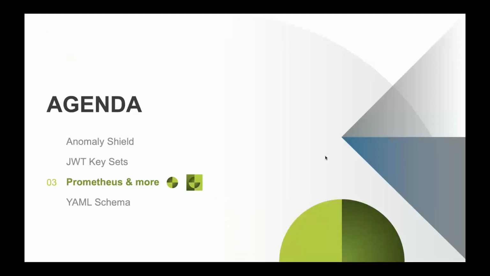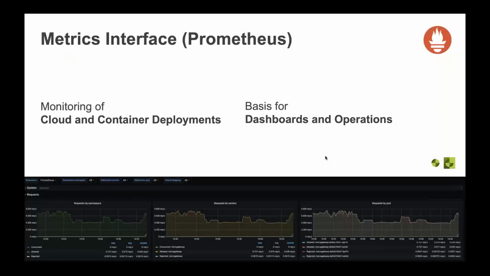Okay, so let's go on. Prometheus Metrics. That's actually very interesting. It's a feature that we first published on the Microgateway because it's very important to be able to monitor container deployments. And for instance, you can use it to develop dashboards for operation control.